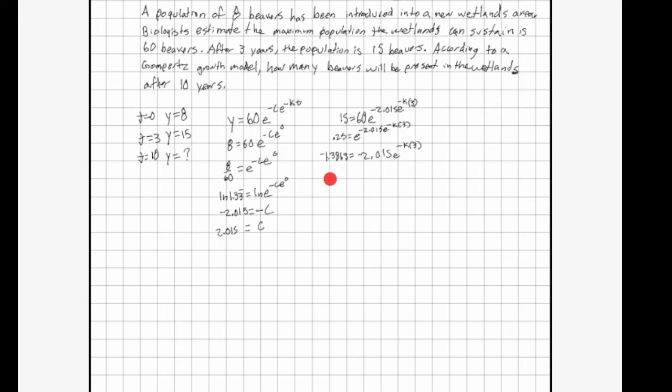And then that'll give us 0.688 about. And that equals e to negative k times 3. Then we take the natural log of both of these to get the negative k times 3 down. And that'll give us negative 0.374 equals negative k times 3. And then we divide by 3 and change the sign to positive. So that'll give us about 1.247 equals k.